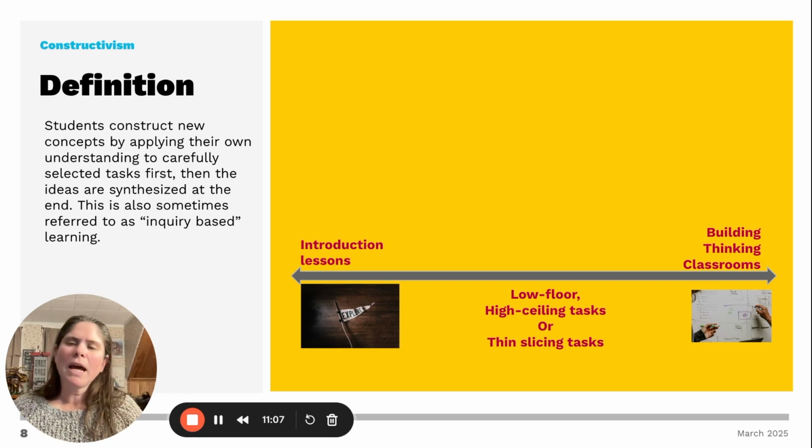Like I said, sometimes with constructivism, it's a really big idea. And so you may see your curriculums talk about it as inquiry based or guided inquiry. The point is, the students are the ones who are building that understanding with what they already have and then stretching it to a new problem.